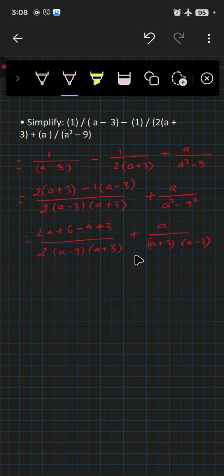Now when we take LCM between these two, the result is going to be same. A plus 3, a minus 3 is common in both, so this is going to be the LCM. The remaining one is 2. That is also written over here. These all are matching. That is why the top one will remain same. 2a minus a gives us a. 6 plus 3 gives us 9, plus.